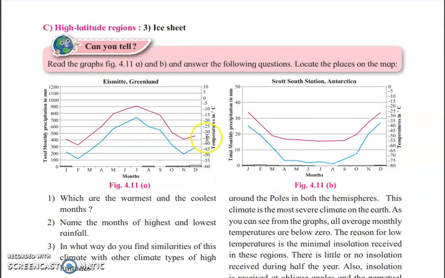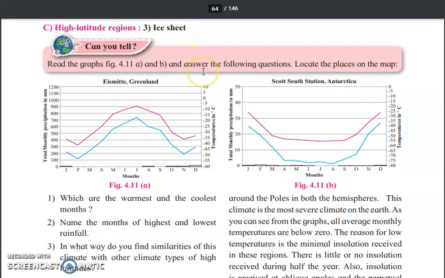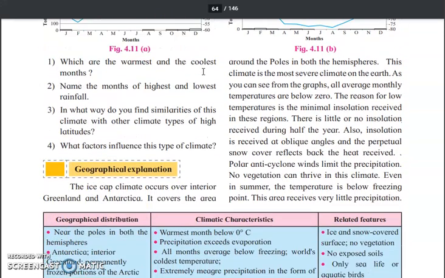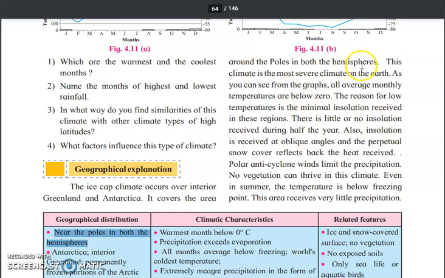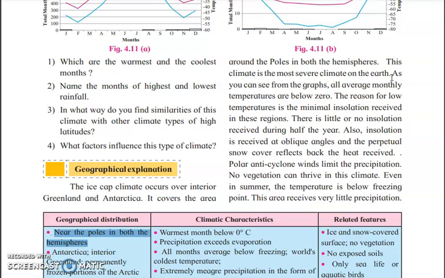Now the last high latitudinal region is ice sheet. Okay. Now ice sheet is the ice cap which covers the land of Greenland and Antarctica. It is at both poles, in the north as well as the south hemisphere. It covers the area around the poles in both the hemispheres and this climate is the most severe type of climate on the earth. The most severe, most coldest type of climate is seen in ice sheet.